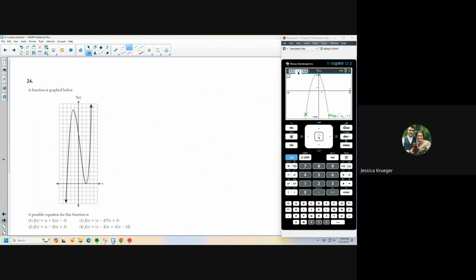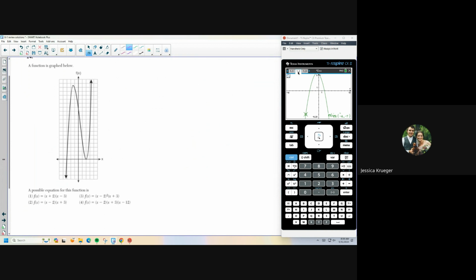And the last one, they give us this graph, and they want to know what's a possible equation for this function. So what I did was I went into my calculator, and I graphed each of the answer choices. Here's answer choice 1. That does not match that graph, so it can't be 1. Here's answer choice 2. That also doesn't match the graph, so it can't be that. Here's answer choice 3. Now, I can't really see up too high on the graph. I'm curious what this does, so I'm going to go ahead and make this bigger. Let me make that like 20.